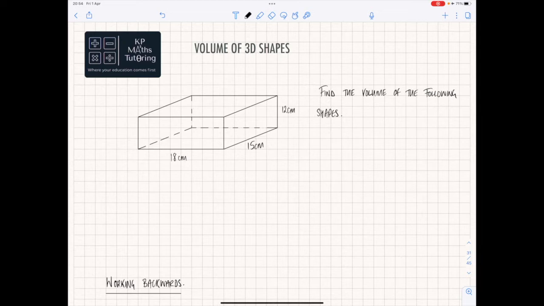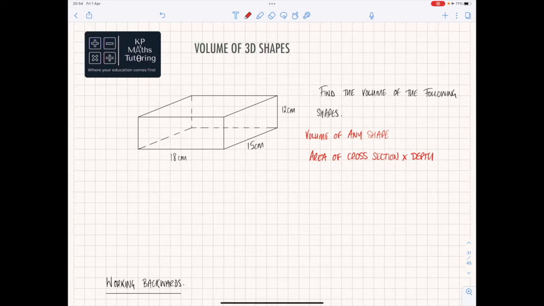Let's look at this question first of all. It says find the volume of the following shapes. So the key thing you need to remember, to find the volume of any shape, you will know that you need to find the area of the cross section. You might have seen this where it says the area of the cross section and then times by the depth.